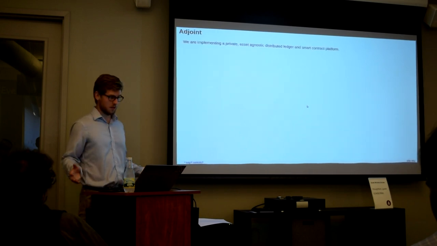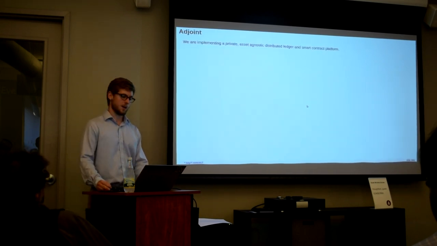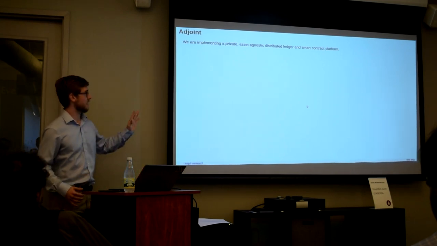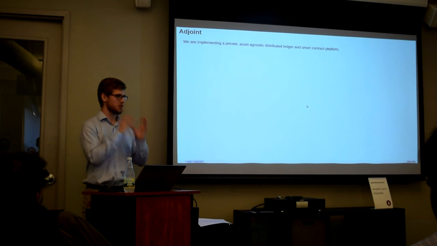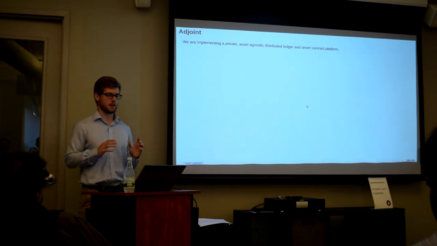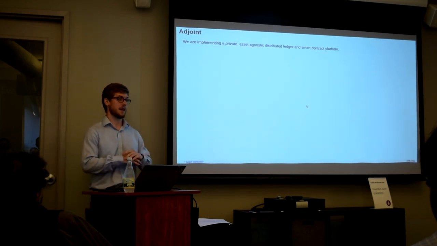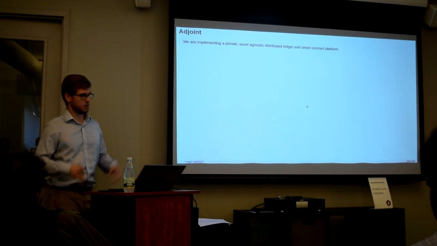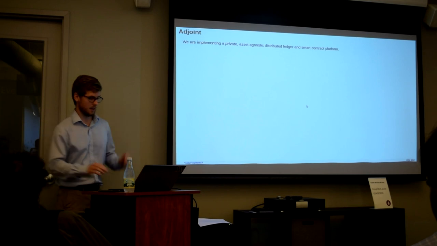So the company I work for is named Adjoint. We implement private distributed ledgers. So we are asset agnostic, which means there's not a single token that you transact with on the network. You can define any asset and it can have some metadata attached to it. And you can transfer holdings of this asset and that type of thing.